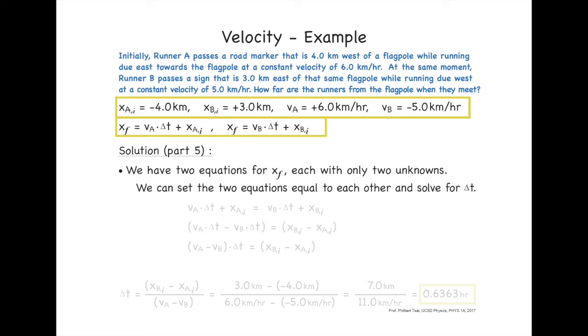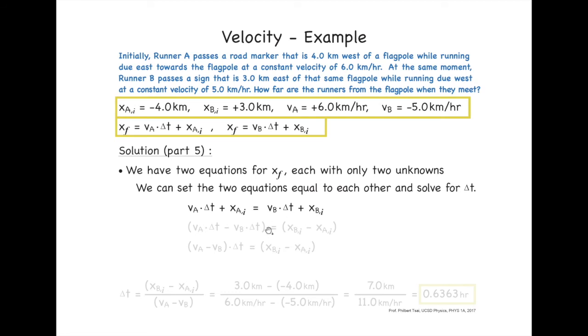right? And one way to solve a system of two equations with two unknowns is to substitute one equation into the other, right? So we have them both written in terms of xf is equal to something, so we can just set them equal to each other, right? We can set the two equations equal to each other, and then that will allow us to solve for the now one and only unknown, right? Because now we have this equation that has only delta t as the unknown.